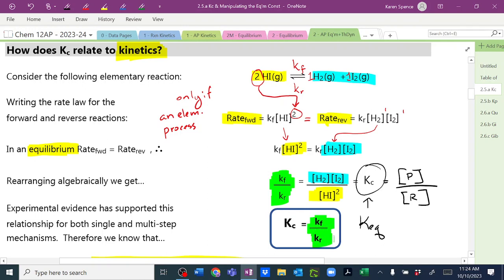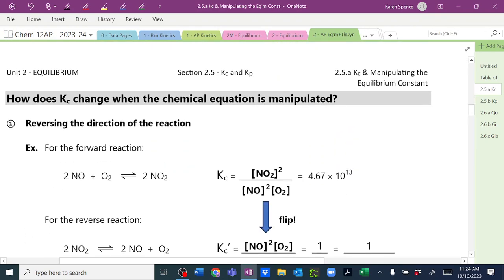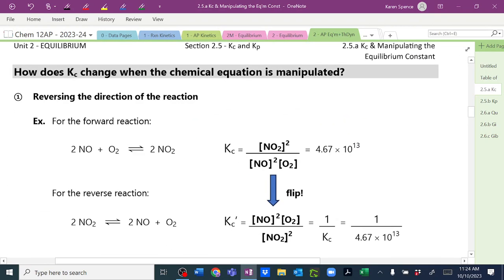Now, how likely do I think this is going to come up on an AP exam? Not at all. So you can just be like, okay, that's nice. Woo, moving right along. But it does prove that kinetics does relate to equilibrium and equilibrium does relate to kinetics.